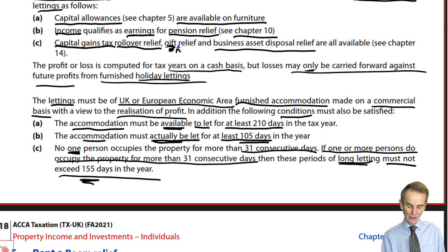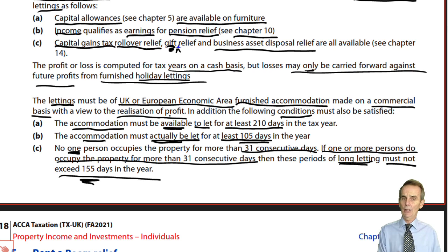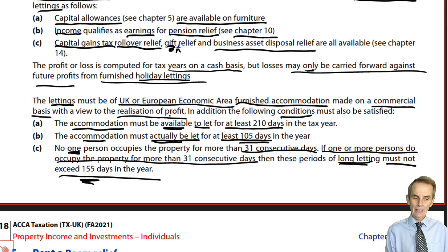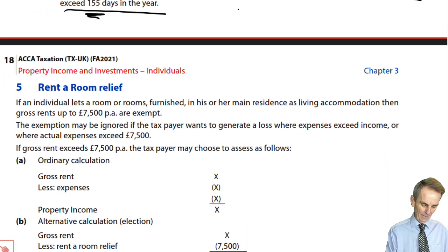So furnished holiday lettings, it's a good thing to have the property classified as a furnished holiday let because it gets a more generous taxation treatment. And we also get the situation there where, as we've said, that you're able to benefit from various CGT reliefs as well as income tax reliefs. Okay, that's your furnished holiday let.